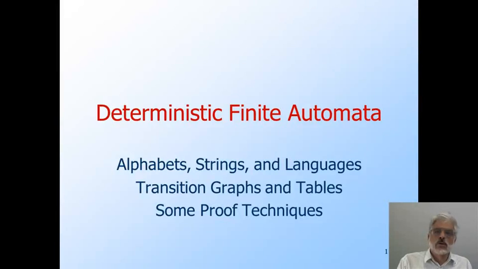We are now going to express the ideas behind finite automata more formally. We'll see how to represent finite automata either as graphs or tables. They are two representations of the same idea. And we're going to do a few proofs in considerable detail and learn some useful proof techniques, especially inductive proofs.